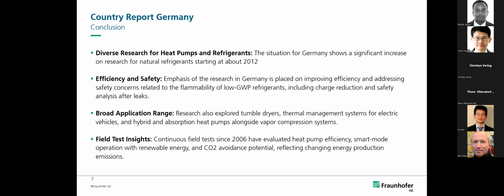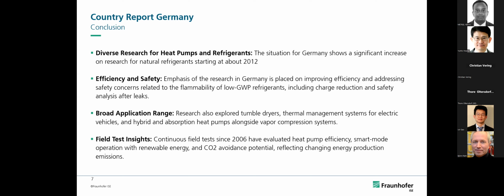So conclusions on the country report for the German side: a very diverse research takes place in Germany since 2012. A lot of projects have started, especially for natural refrigerants. But I would say efficiency and safety are some key topics which are followed in this research.